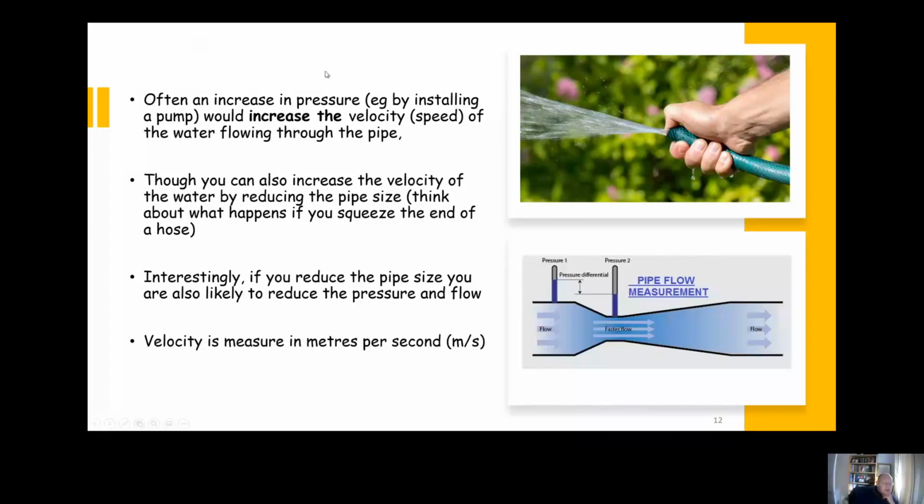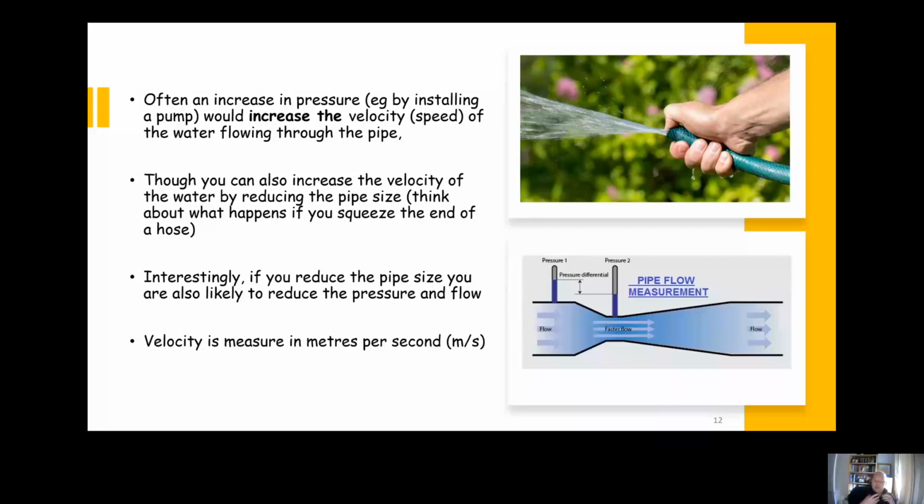Another way of increasing the pressure could be in fitting a pump, and if you fitted a pump, it would also, generally speaking, increase the velocity, the speed of the water flowing through the pipe. But interestingly, you can also increase the speed of the water by reducing the pipe diameter. A good way to think about it is if you take a hose that's spraying out just a little bit, you put your finger half over the end of the hose, suddenly that water is shooting out really, really fast.